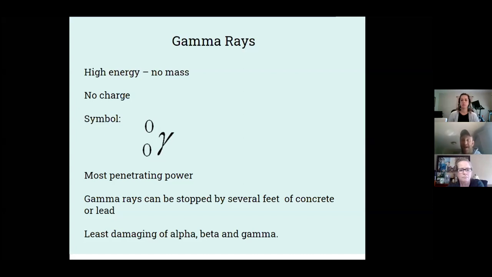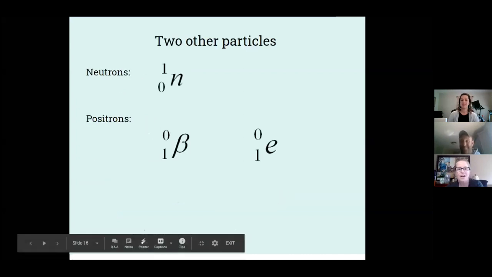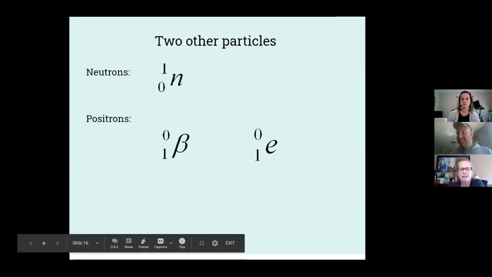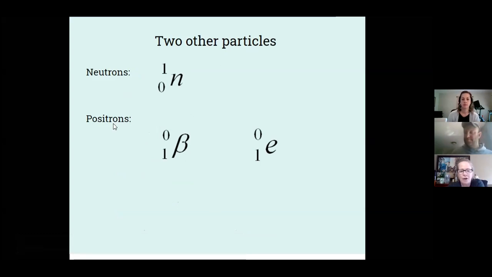And I'm going to throw it back over to Ms. Ashburn to finish. All right, these are the last two particles we're going to mention, but guys, we're not going to need these for part B when you're balancing. We just wanted you to kind of see them, and that is the neutrons that can be emitted, but there's also what's called a positron. You notice it looks very similar to the beta particle, except its atomic number is 1.